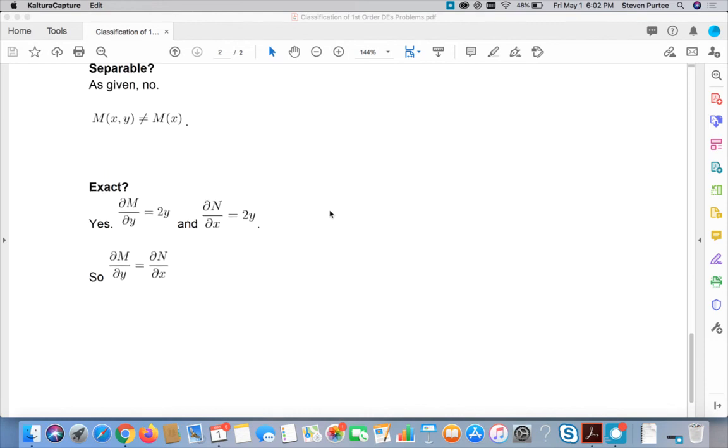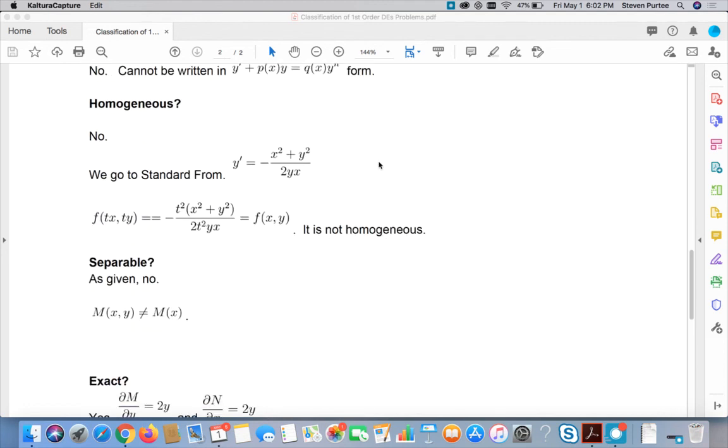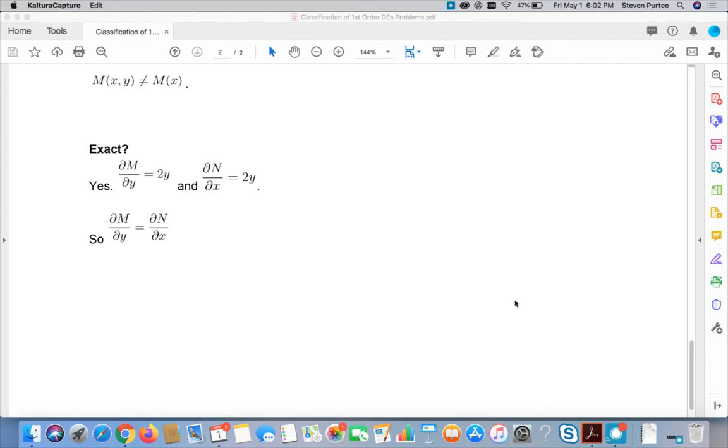So it's not separable. Is it exact? To be exact, the partial of x squared with respect to y would be 0. x is a constant as far as y is concerned. So in front of the dx, we take the partial with respect to y, we get 2y. In front of the dy, take the partial with respect to x, we get 2y. We get the same thing both places. That means this is an exact DE. Okay, you should go through, rewind this video if you need to, check all those details yourself.